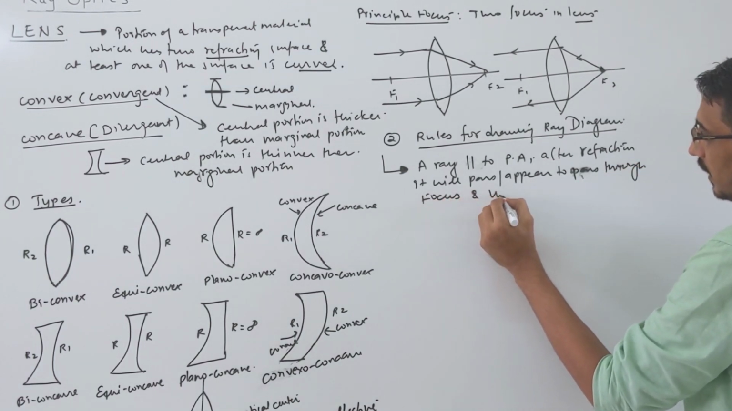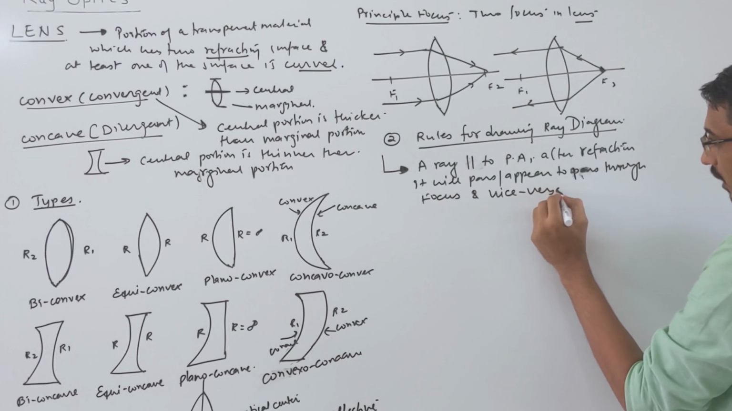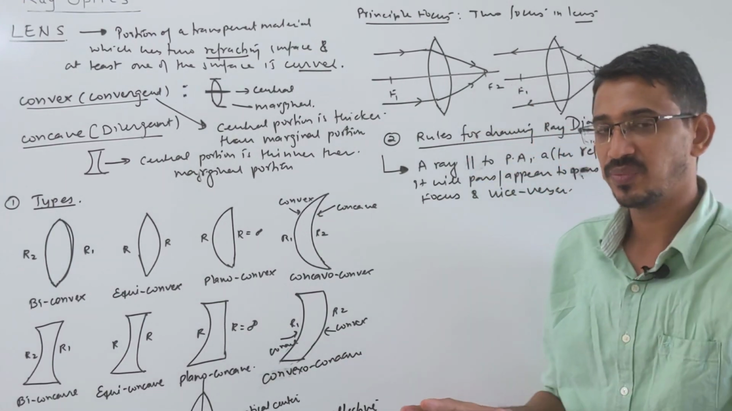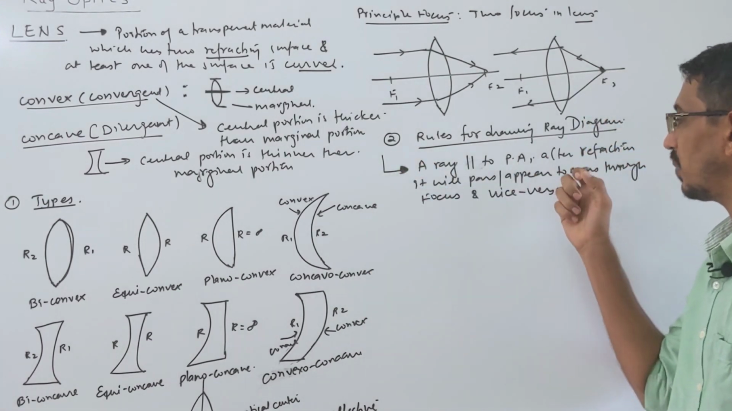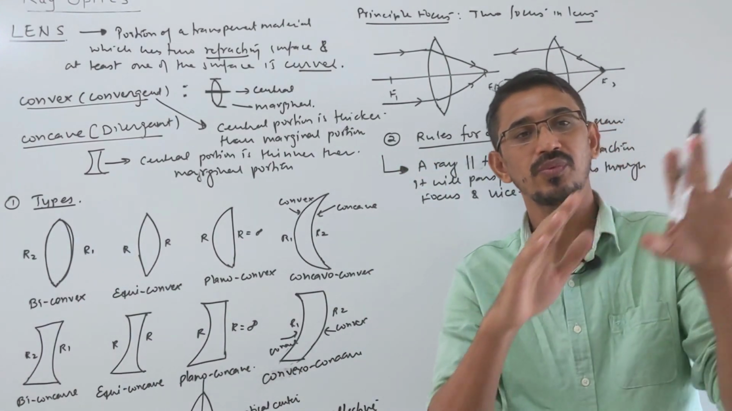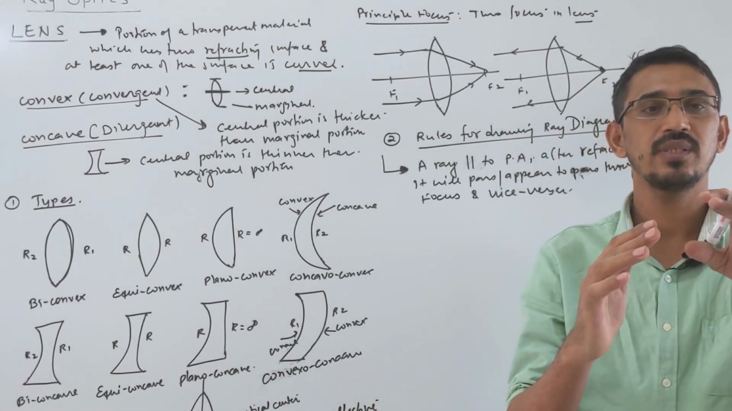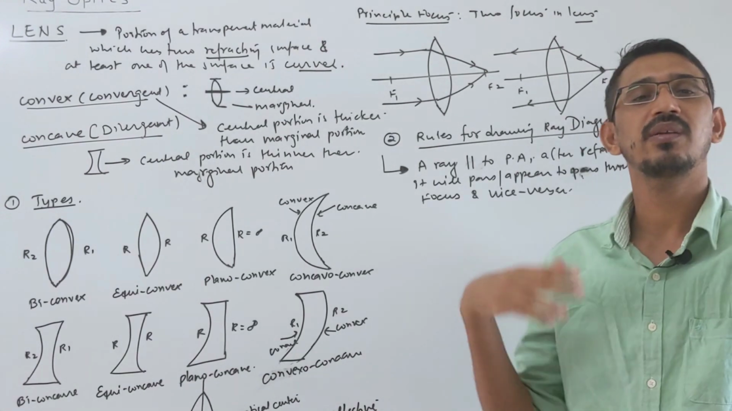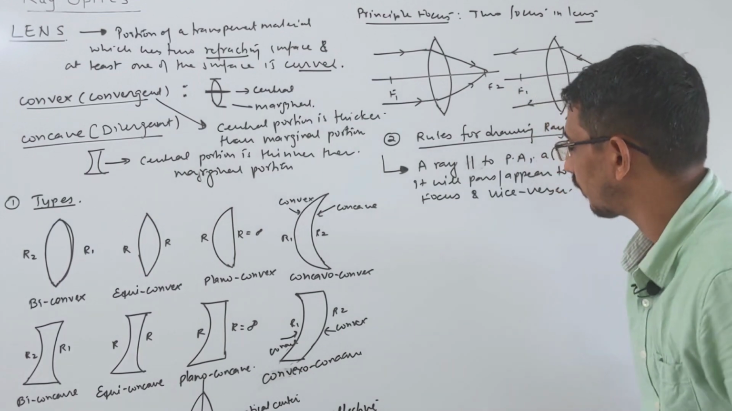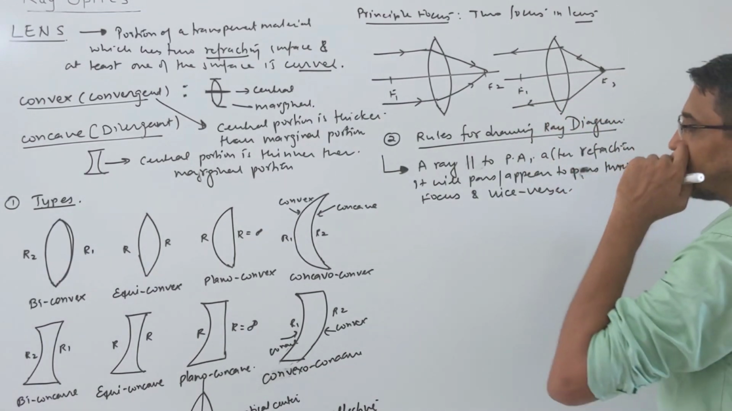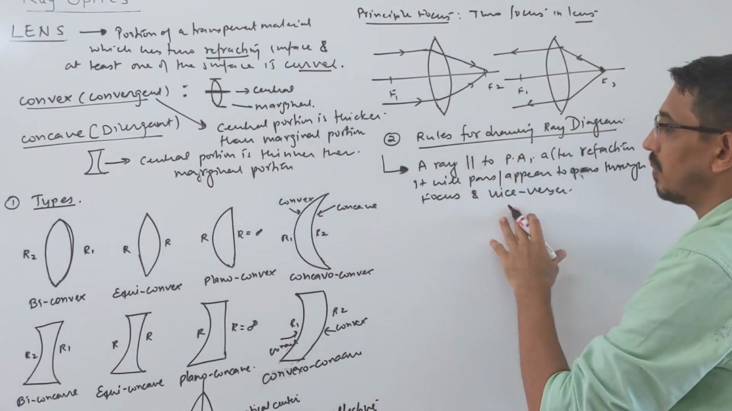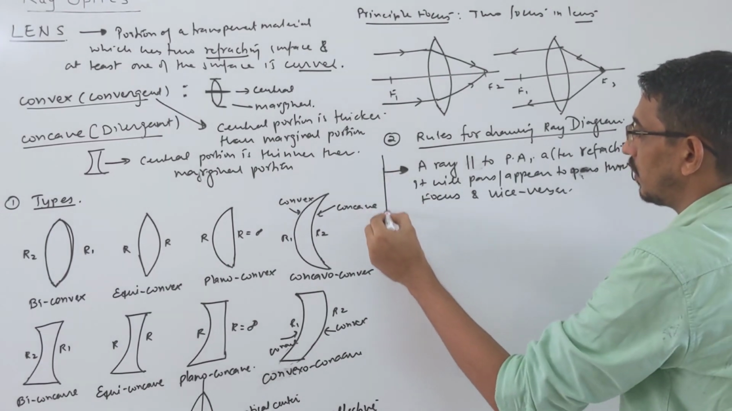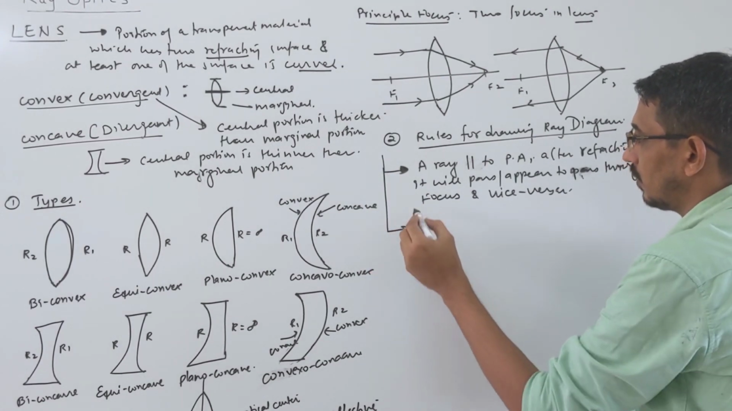And vice versa. The second rule I am writing directly. If you place an object, a ray which is coming parallel to the principal axis, after refraction passes through the focus. A ray passing through the focus will become parallel to the principal axis. This rule is exactly the same as what we have learned in the mirror. In a mirror, what happens? They meet on the same side. Here, on the other side they will meet. I will show you. So this is rule number 1. Rule number 2.